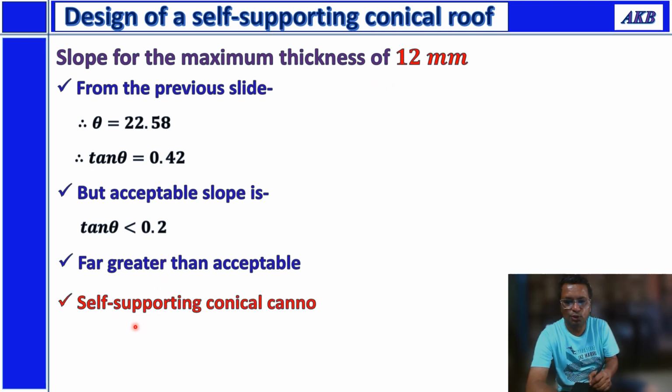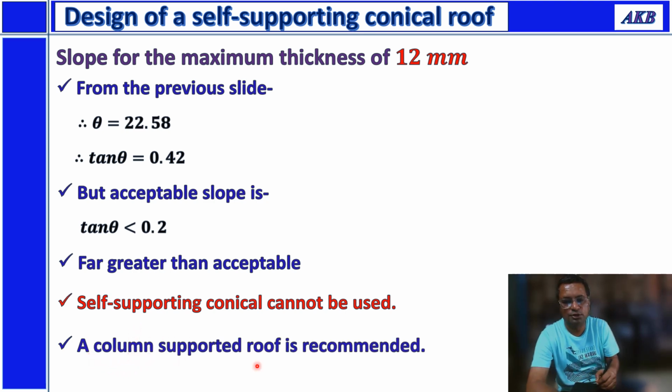So a self-supporting conical roof cannot be used in this case, and what you have to do is recommend a column supported roof for this particular storage tank. So in this way, you have to do design calculations for a self-supporting roof. You have to take care of the permissible slope of the roof, and you also have to take care of the maximum allowable thickness for the roof.